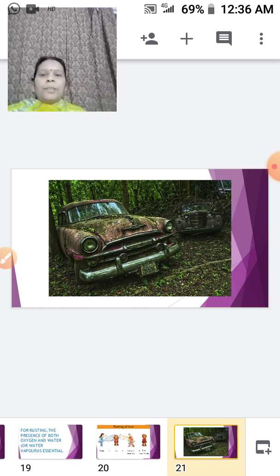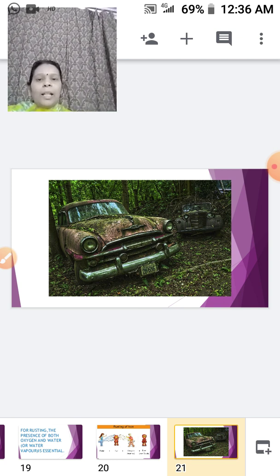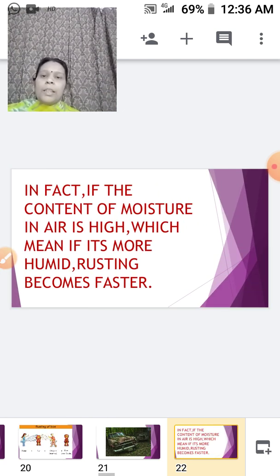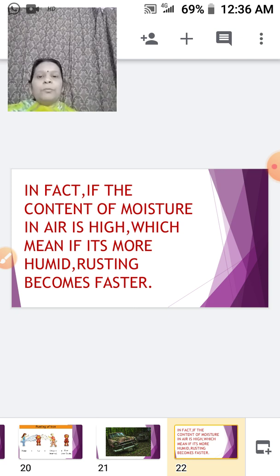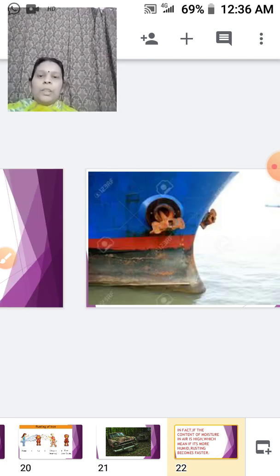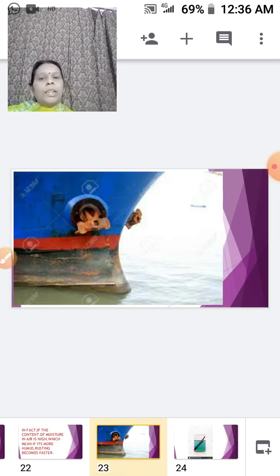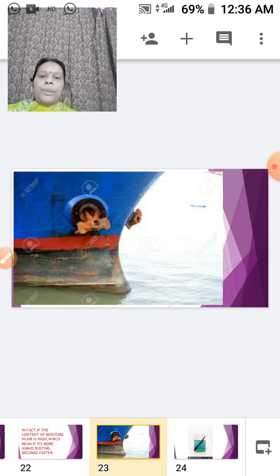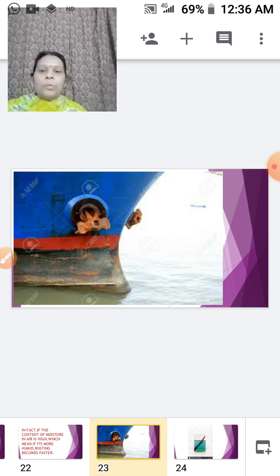Here you can see a car which is exposed to sunlight, to the air and the water for some time. So this car got rusted. In fact, if the content of moisture in the air is high, which means it is more humid, then the rusting will be faster. That is why the ships in the ocean and in the seas get rusted or corroded, because here the content of salt is much higher.